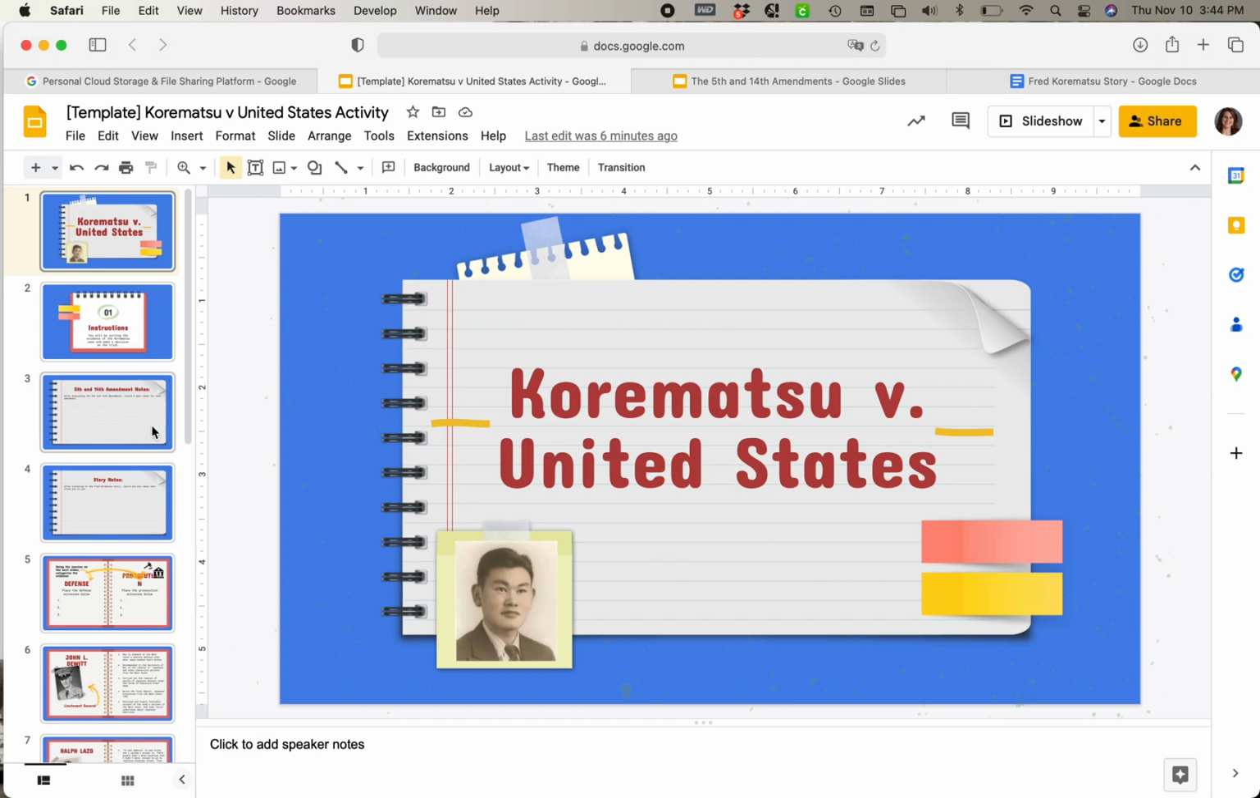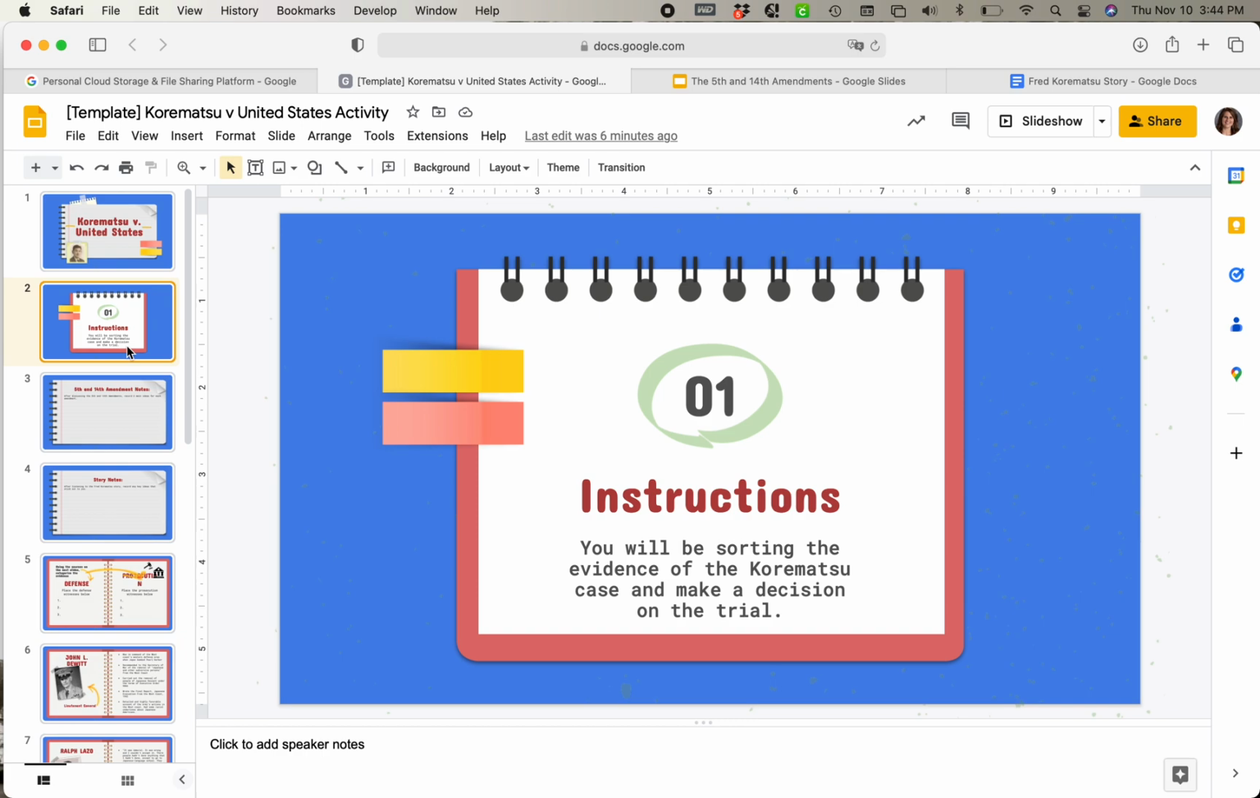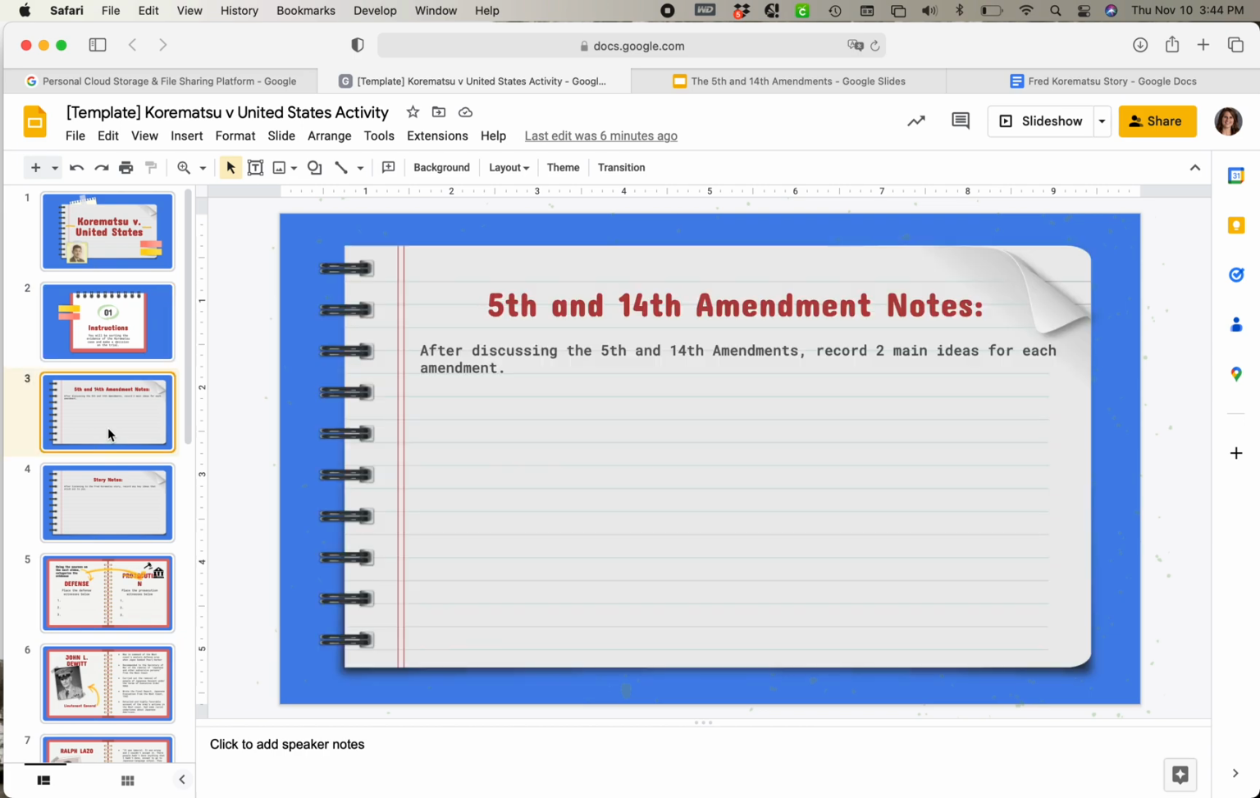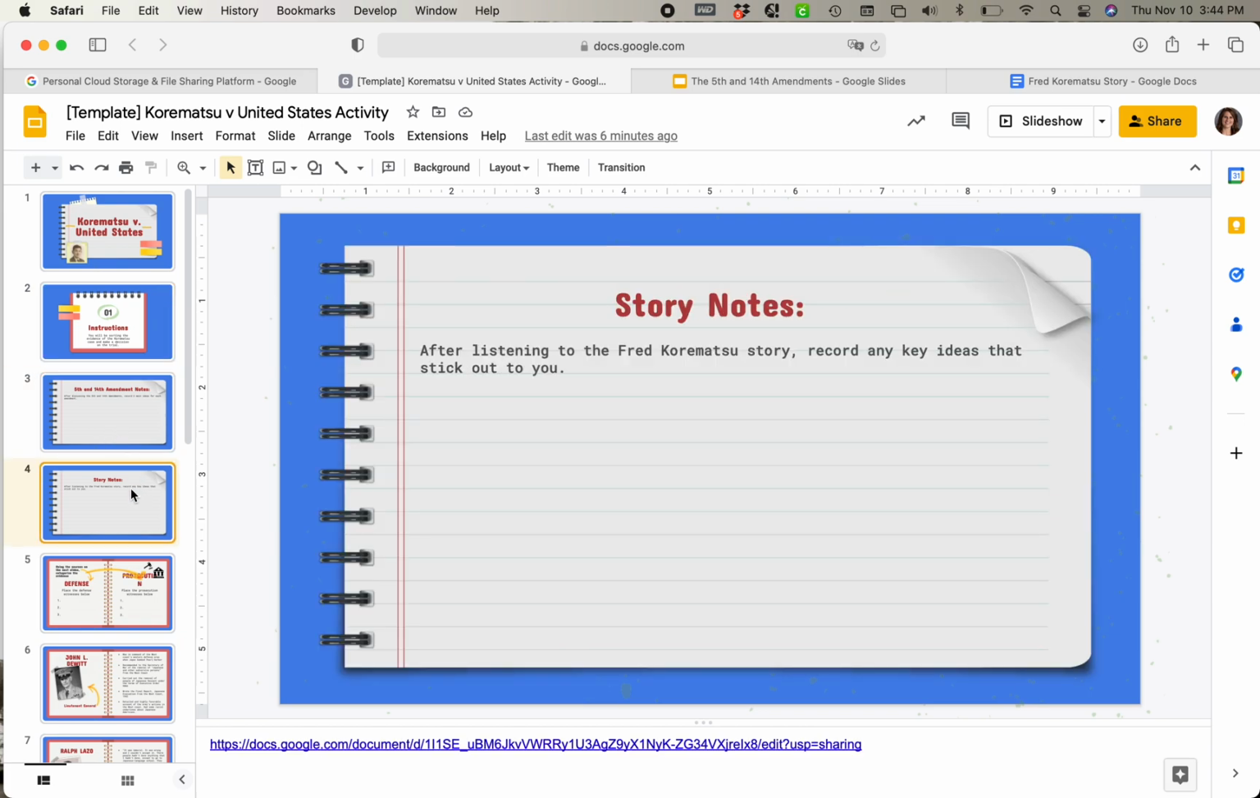completing the activity. So if we flip to the next slide here, you can see it's talking about you'll be sorting the evidence of the Korematsu case and make a decision on the trial. In order to do that, you need to think about the amendments in which Korematsu was protesting that his rights were being violated, and then also look at what did Korematsu do, what's the story behind Fred Korematsu. So you guys are going to be filling out this slide, the 5th and 14th Amendment, and then the story of Fred Korematsu while you're listening to me talk about those two things.